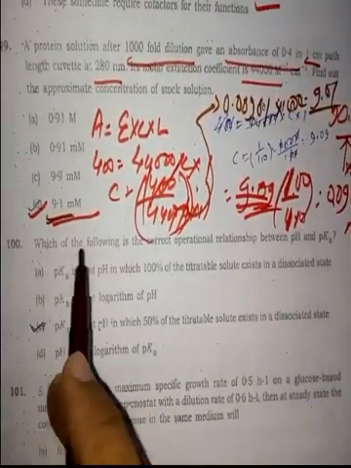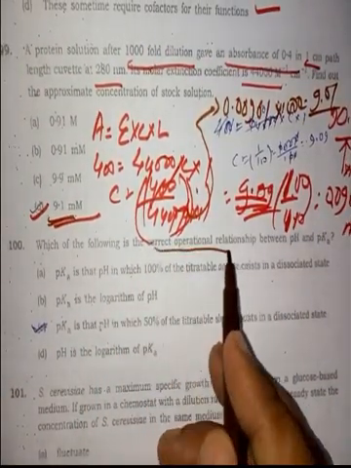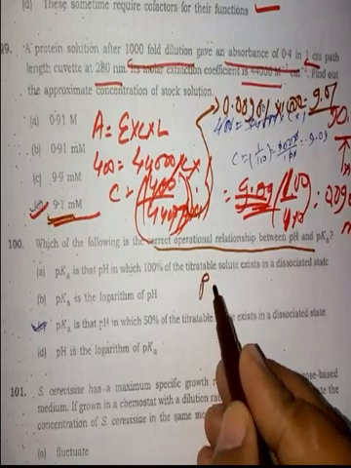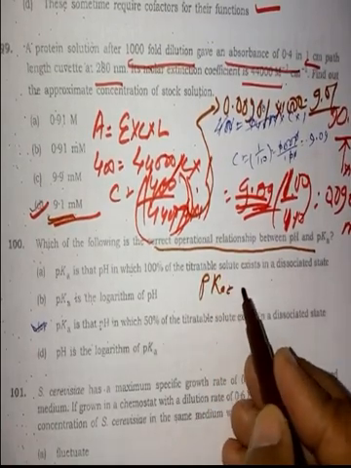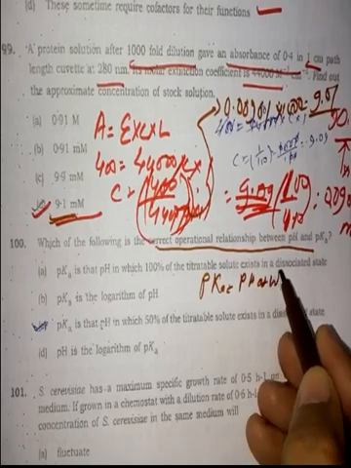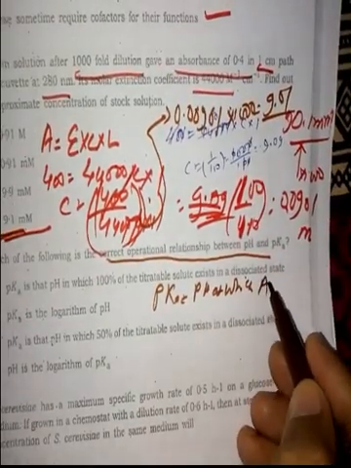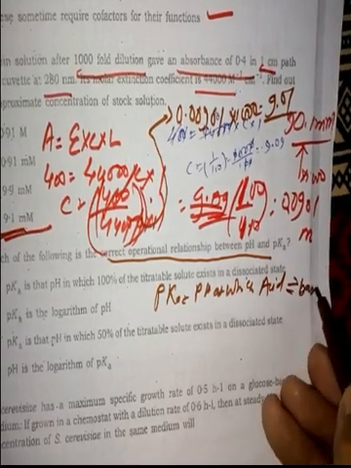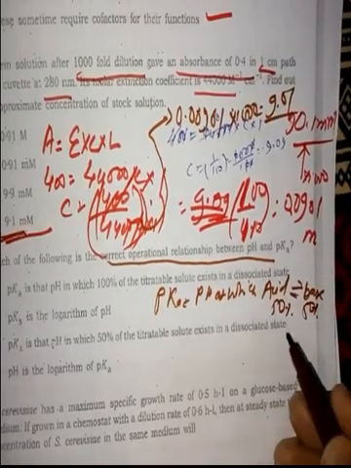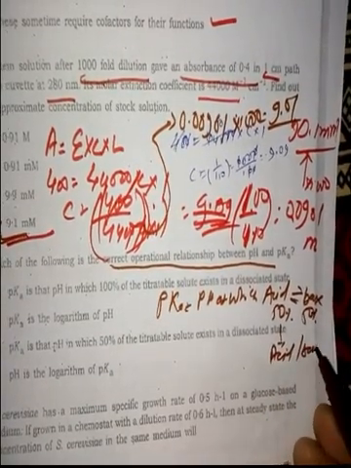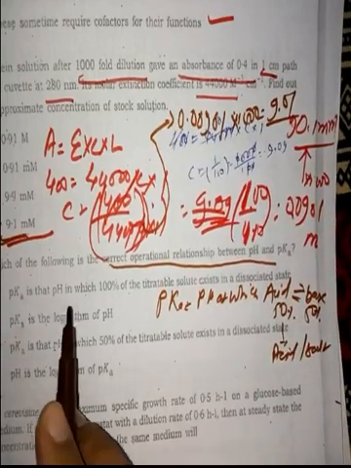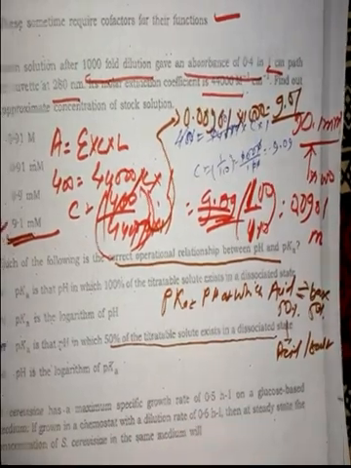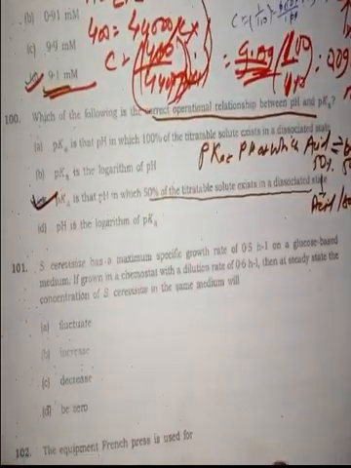Okay, moving to the next question, which of the following is the correct operational relationship between pH and pKa? So pKa is that particular pH at which acid and base exist in 50-50%, or acid and salt exist in 50-50%. So this is not 100% titration. It is the pH at which 50% of the titratable solution exists in the dissociated state. So the answer will be this one, C.